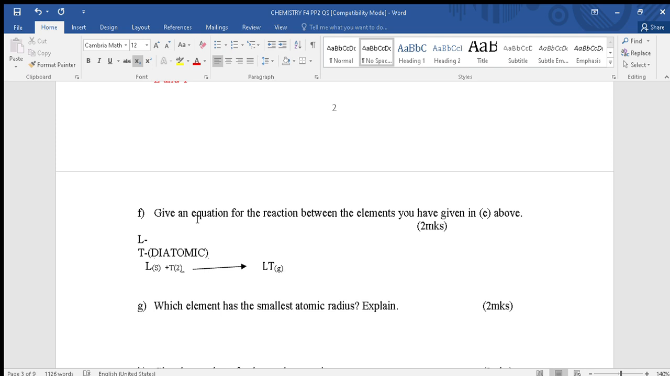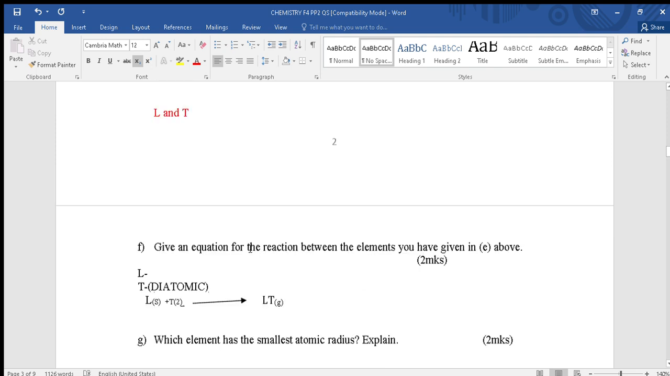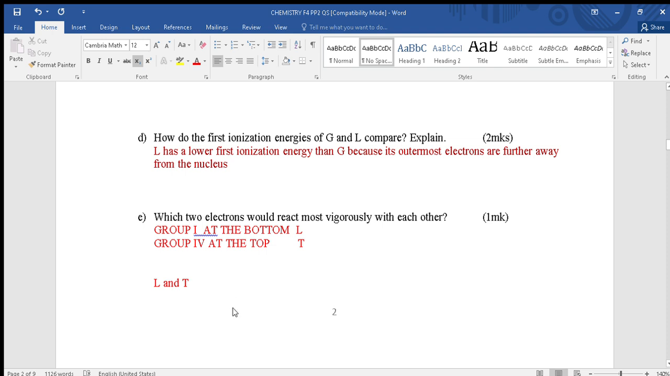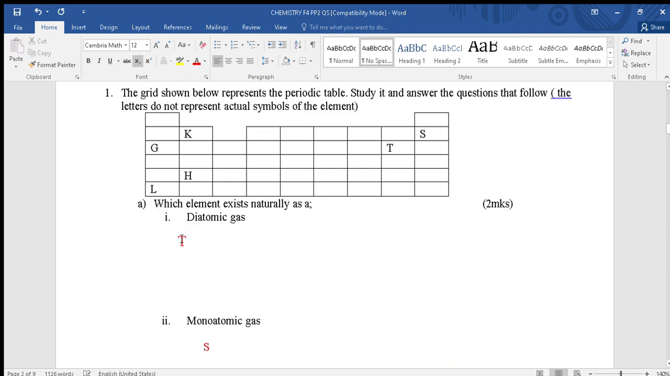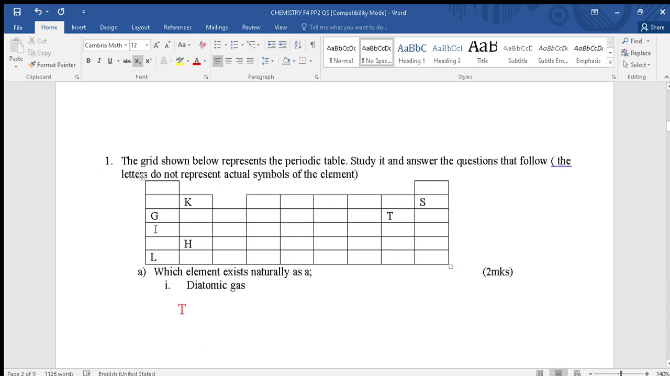If you look at this question here, you're told, give an equation for the reaction between the elements we have given in E, that is element L and element T. Element L is in group 1. That means for element L to be stable, it loses 1 electron. And element T is in group 7. That means for element T to be stable, it gains 1 electron.